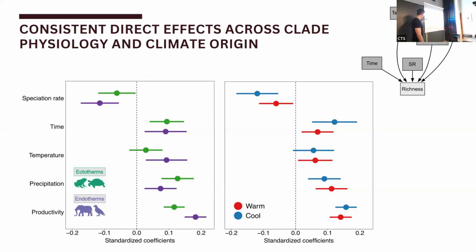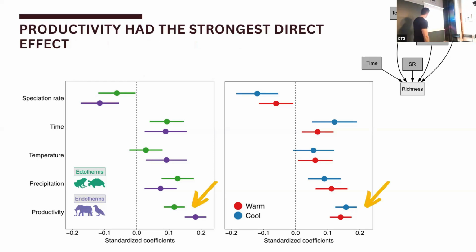However, when it comes to explaining the importance of these variables, we found that productivity had the strongest effect on species richness. It's also important to mention that the confidence intervals were narrow, so this could indicate less variability, less uncertainty on the true effects of productivity.